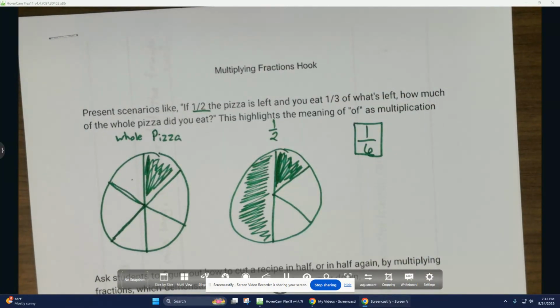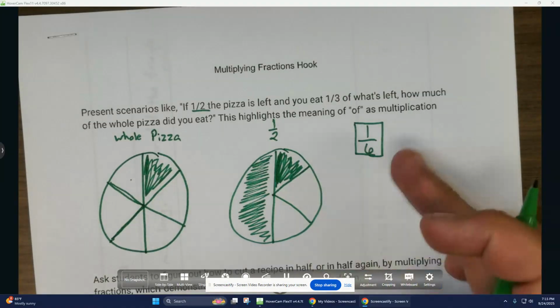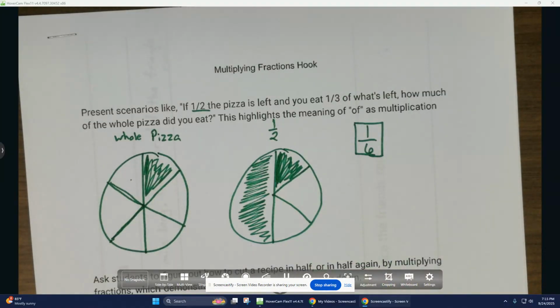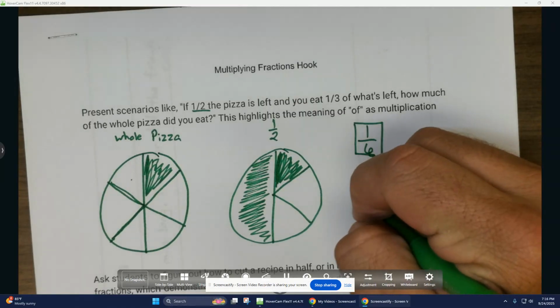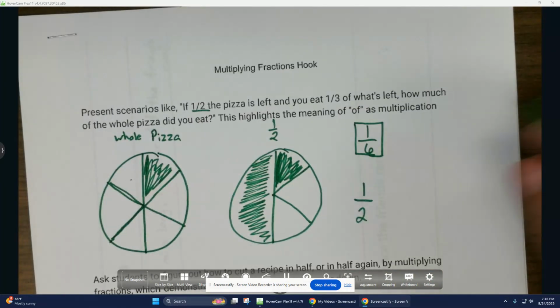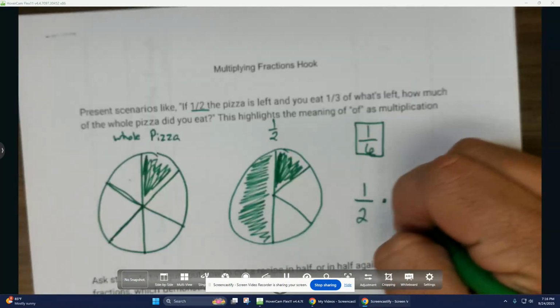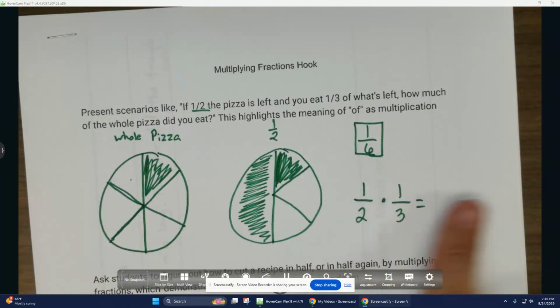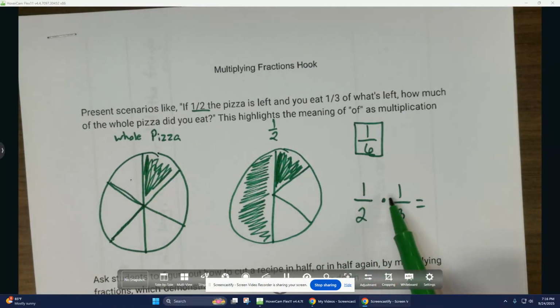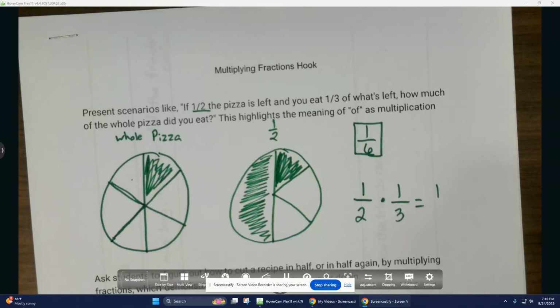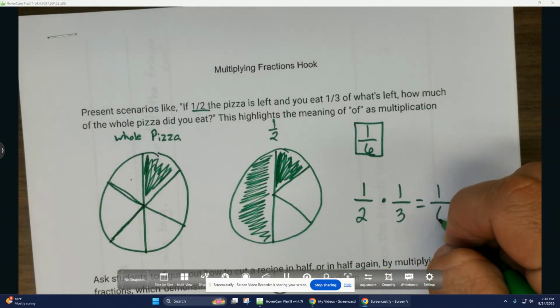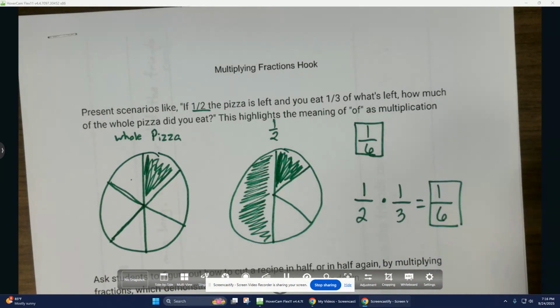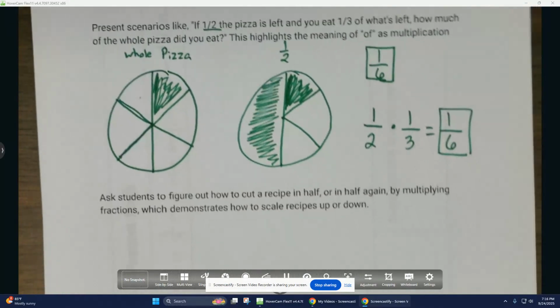Now, does anyone know what I did with my 2 fractions in order to get 1/6? Well, you took the 1/2 and you multiplied it by the 1/3. When you're multiplying fractions, you just multiply straight across. 1 times 1 is 1. 2 times 3 is 6. Oh, look at that. First one's done. All right. Problem number 2.